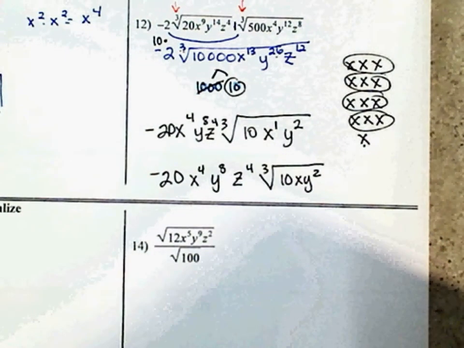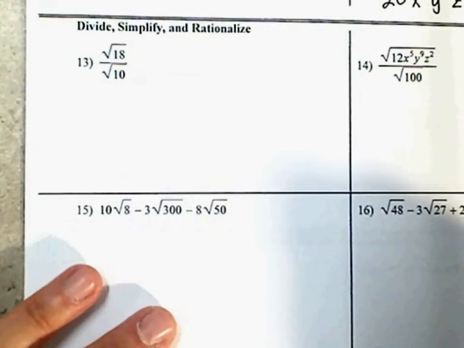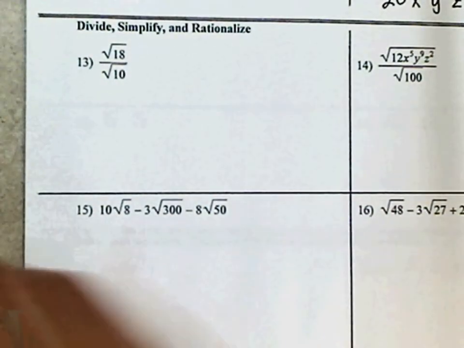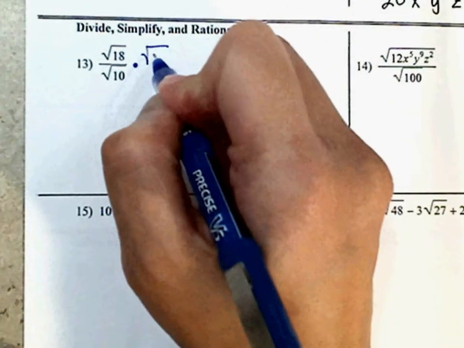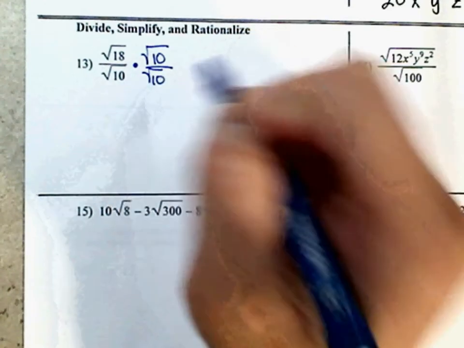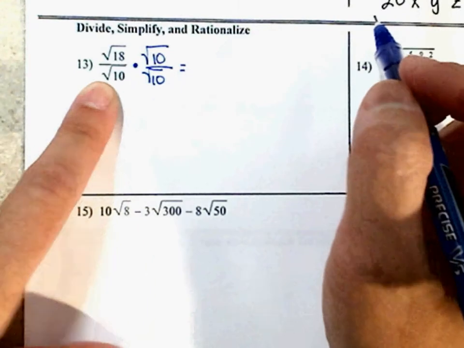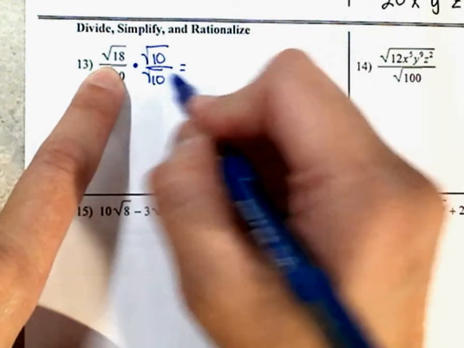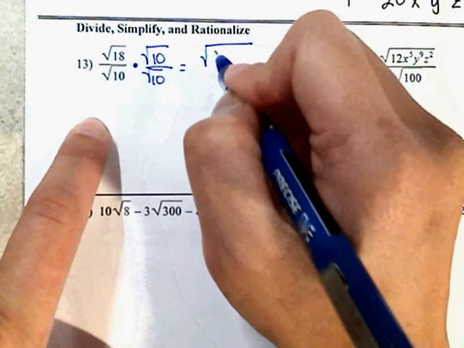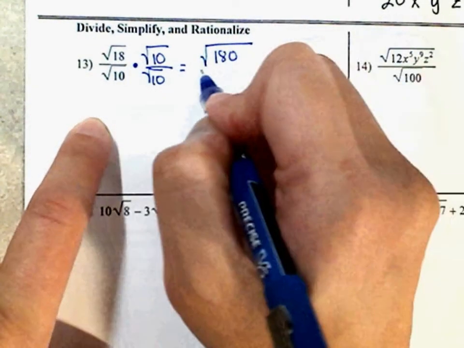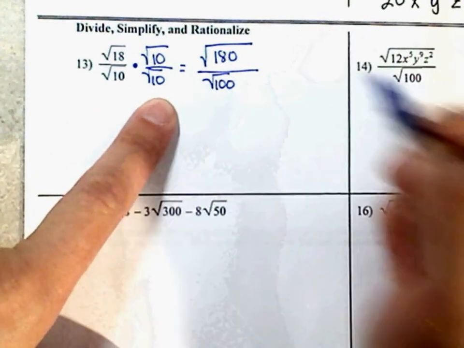Number 13. All right. This time you are going to rationalize. You're not allowed to have a square root underneath. So if you take a look, to rationalize, you multiply the numerator and the denominator by the denominator, just like that. Okay? Now I'm going to show you guys step by step. Square root of 18, when you multiply, you just have to go across, same root. 18 times 10 is 180. Divided by square root of 10 times the square root of 10 is square root of 100. Okay?